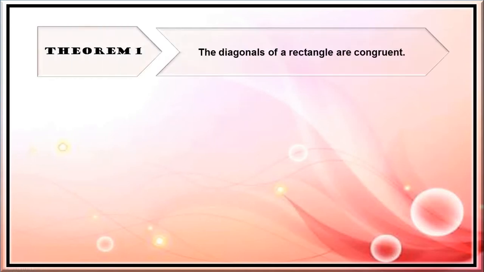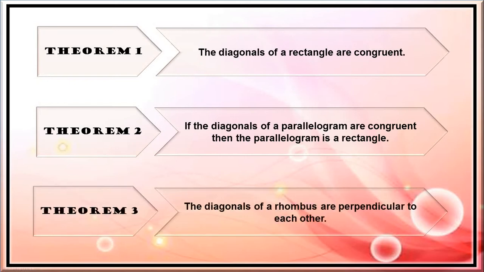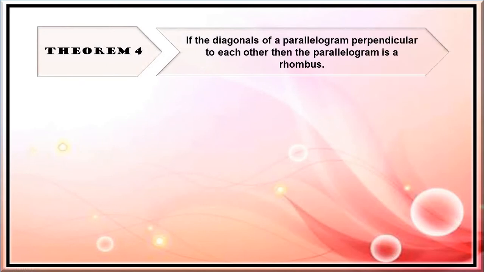Theorem 1, the diagonals of a rectangle are congruent. Theorem 2, if the diagonals of a parallelogram are congruent, then the parallelogram is a rectangle. Theorem 3, the diagonals of a rhombus are perpendicular to each other. Theorem 4, if the diagonals of a parallelogram are perpendicular to each other, then the parallelogram is a rhombus.